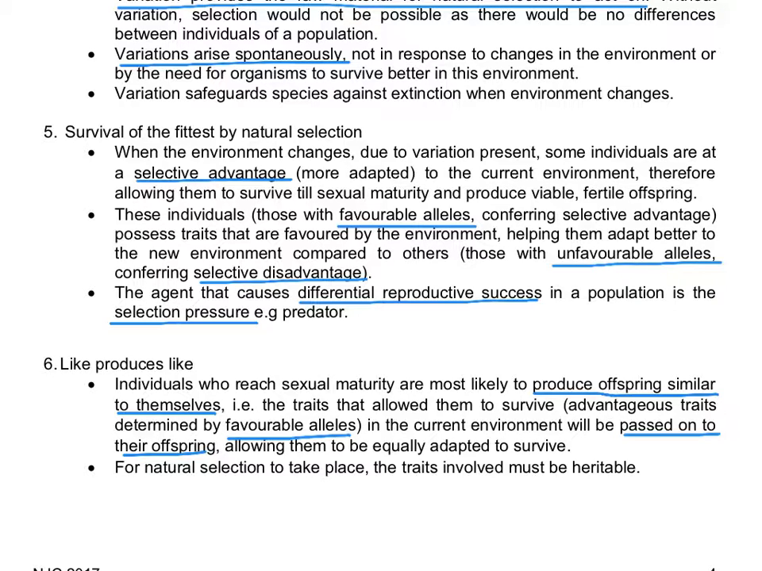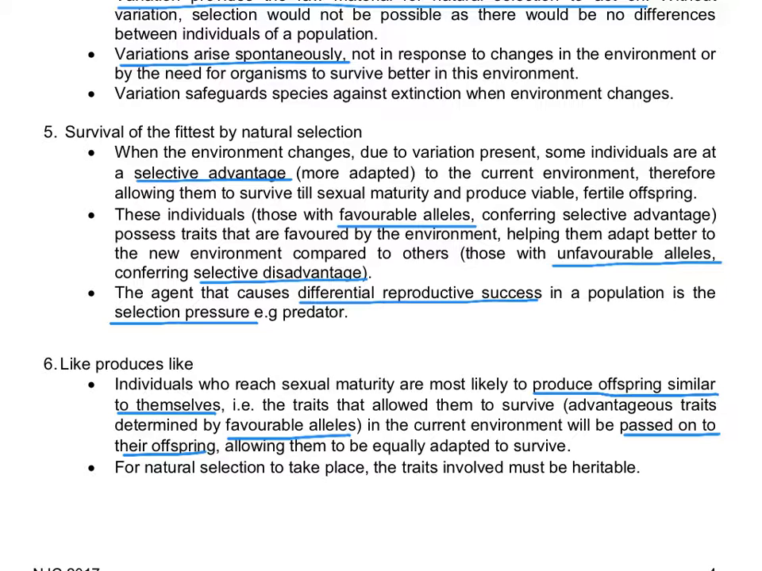So there will be a certain selection pressure. This selection pressure could be a predator. It could be a food source. Could be the niche, the habitat that they live in.